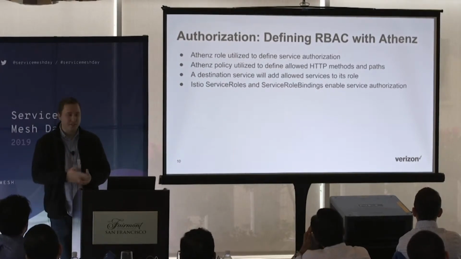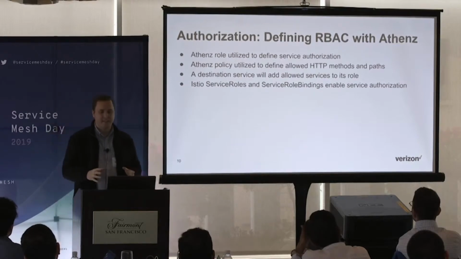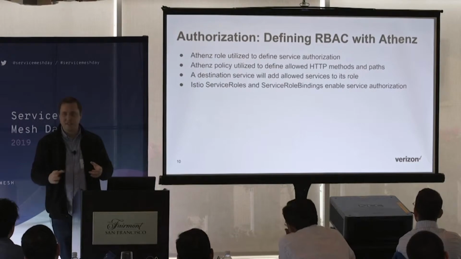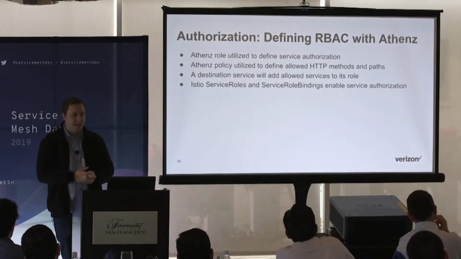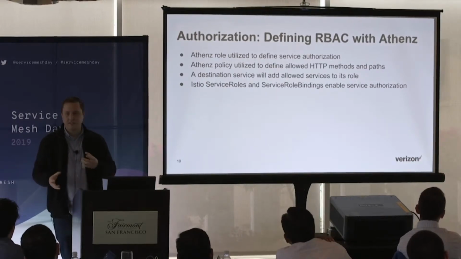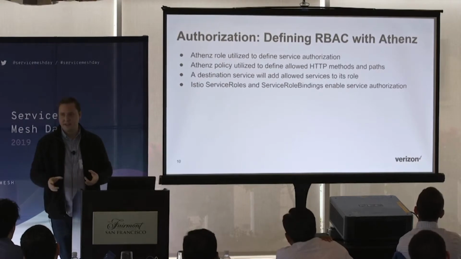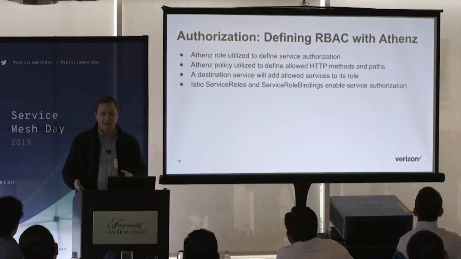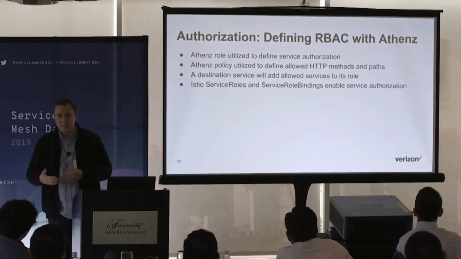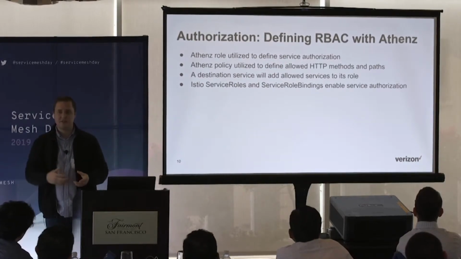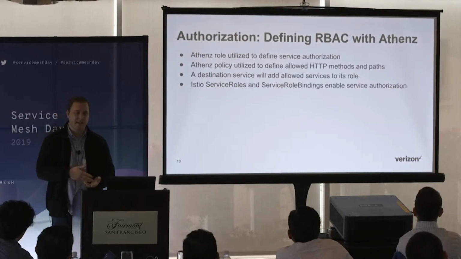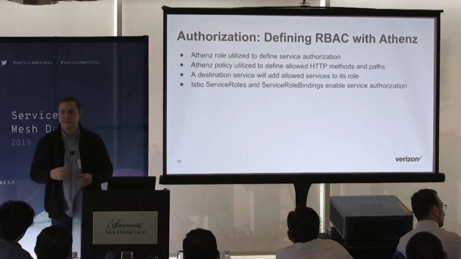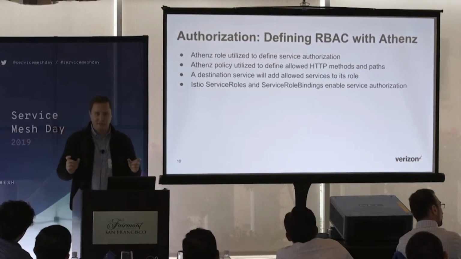How can we define RBAC with Athenz? We're going to leverage the Athenz role to define service authorization. We're going to leverage the policy to define allowed HTTP paths and methods. And the destination target service will be able to add services to its role, which are able to contact it. And we're going to leverage Istio service roles and service role bindings to enable service authorization between these two.